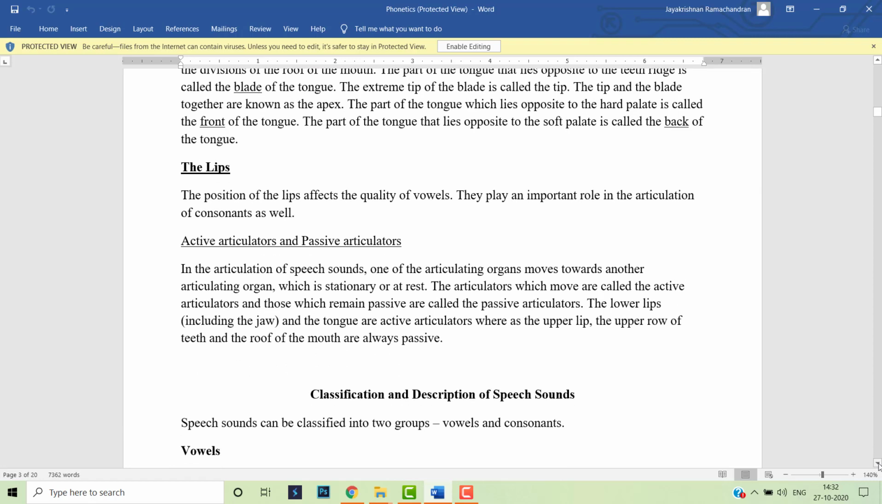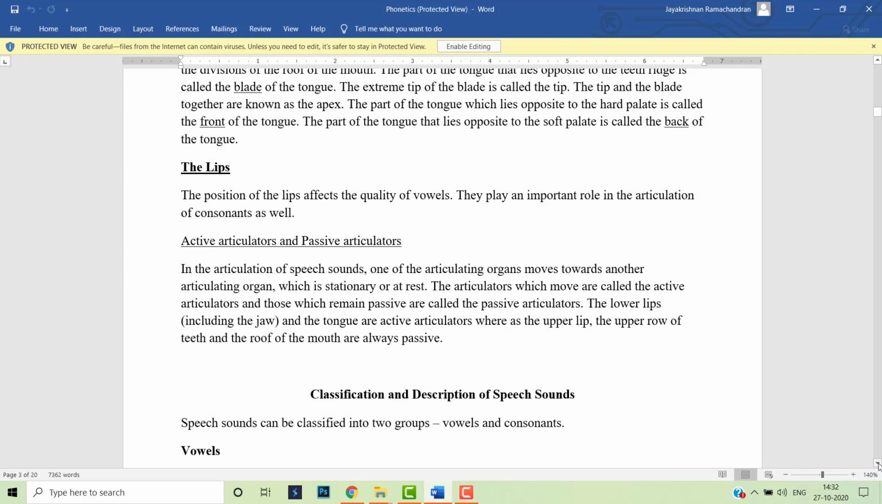Now we have learned how in the production of speech sound one articulator will move in the direction of another articulator which will be stationary. So in the production of speech sounds, there will be one articulator, or one or more articulators, that will be moving.